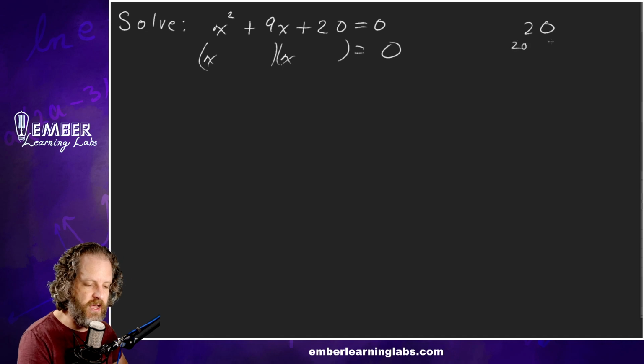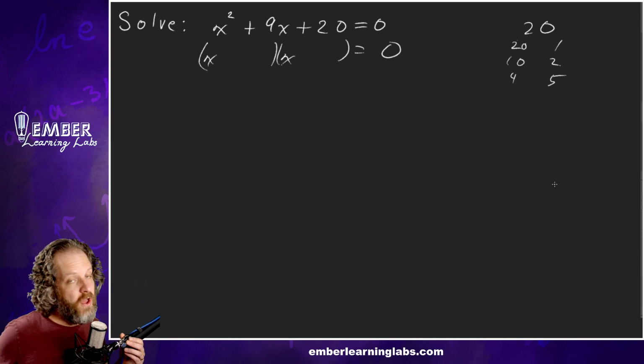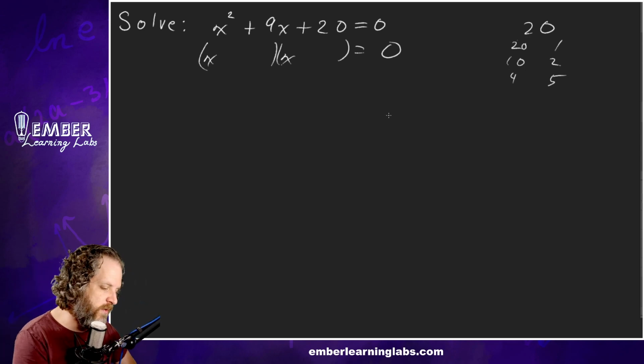We've got 20 and 1. We've got 10 and 2. We've got 4 and 5. And I think that's it, unless I'm forgetting any. So how are we going to get this to work? Well, let's try 4 and 5 and see what happens.